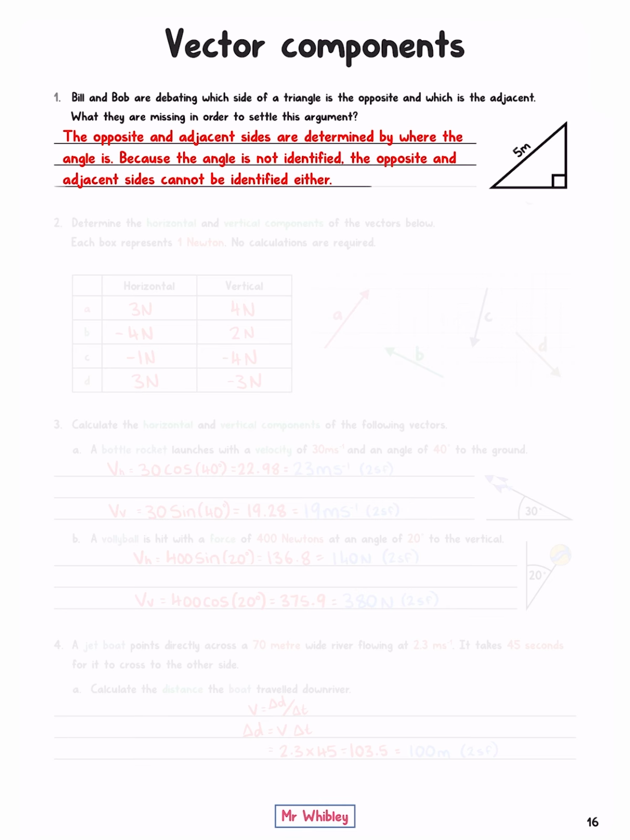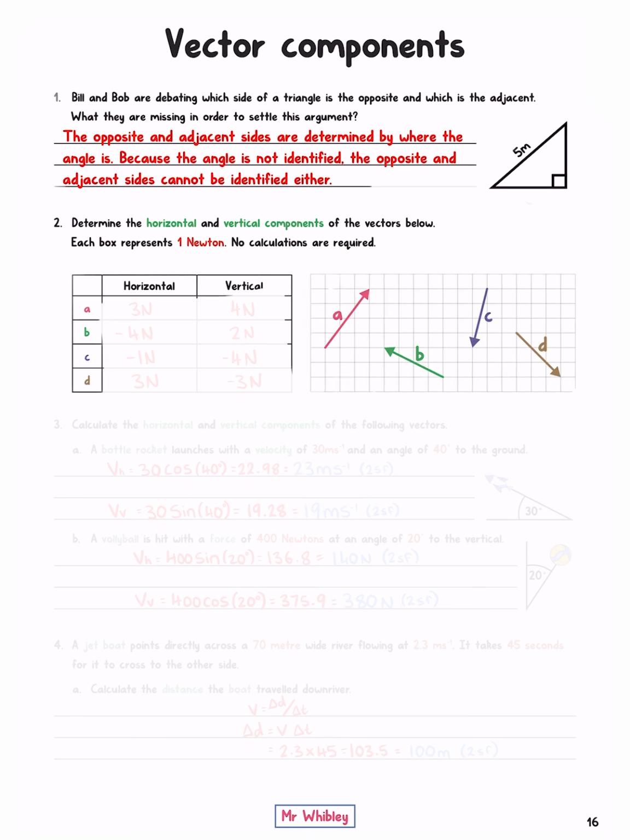Question 2. Determine the horizontal and vertical components of the vectors below. Each box represents 1 Newton. No calculations are required. For our vector A, we have a horizontal of 3 and a vertical of 4. For our vector B, our arrow is going 4 backwards, which means this must be negative 4, and it's going 2 upwards, which gives us positive 2.